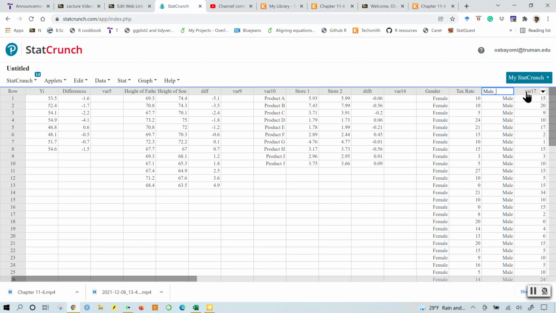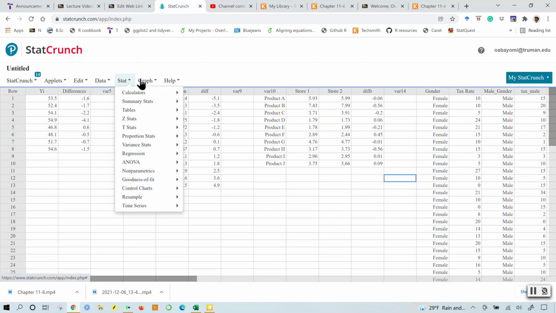Okay, male underscore gender. I'll take that as my title for this case. All right, and then for the values, I'll say tax underscore male. Good, just to separate. I am doing this because StatCrunch makes it easier that way.